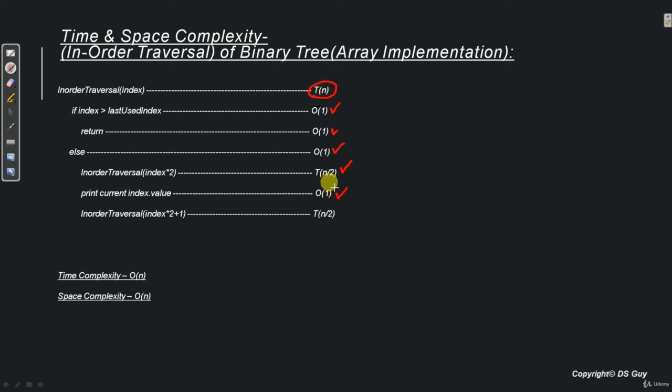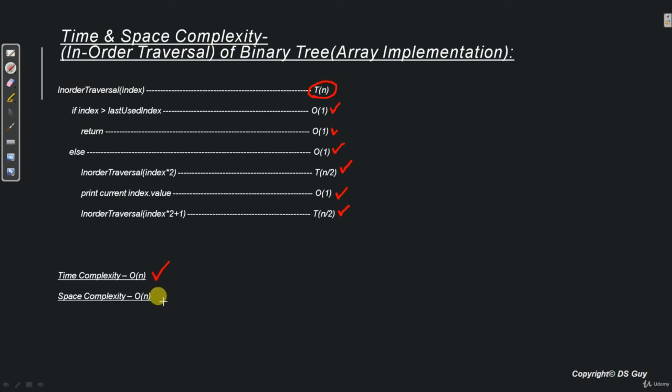Now why this is taking T of n by 2? Because it is dividing the algorithm or the tree in exact half. Similarly, here also the time complexity is T of n by 2 because the tree gets divided into exact half. So if we add up all of this using a back substitution method, we'll get time complexity of order n.